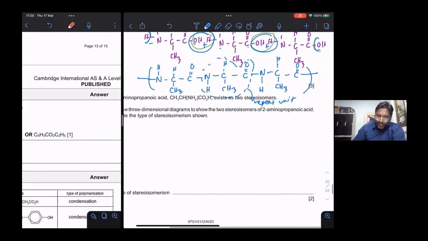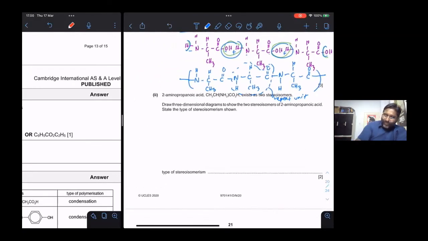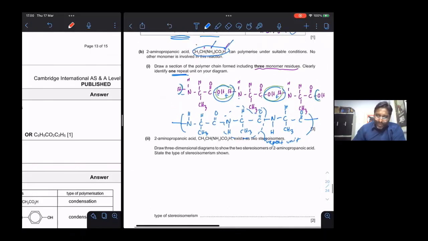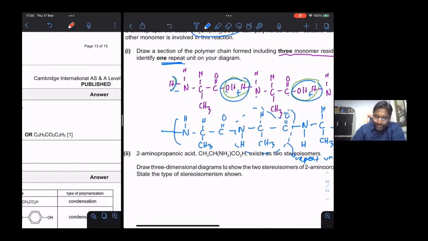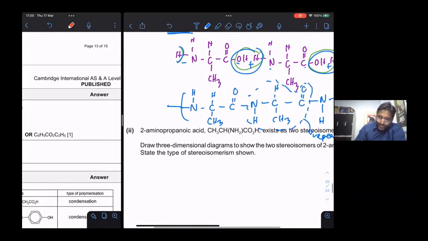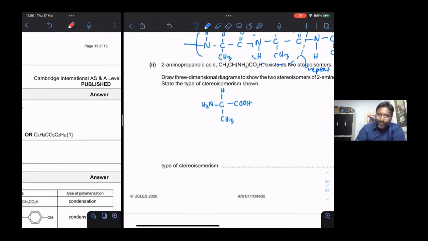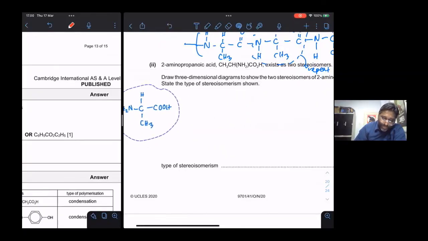Now, they say that it can also exist as two stereoisomers. Okay, so do remember, if it is going to be two stereoisomers, when I look at here also, I know what they're talking about, because I know this is going to be a chiral center. Okay, carbon, there is hydrogen, there is COOH, there is CH3, there is NH2. So when you have 4 different groups and you want to actually show the stereoisomer, of course, we are talking about optical isomerism, but you need to be very careful when you show them.